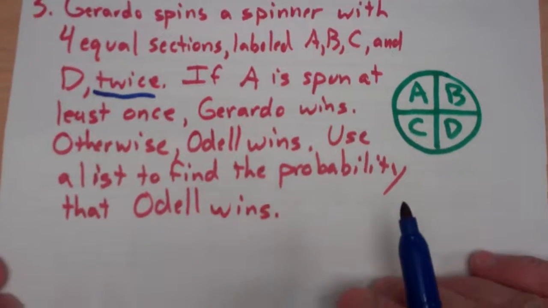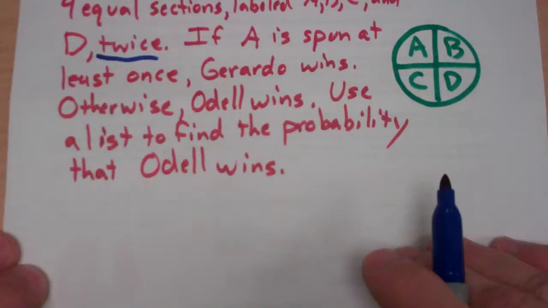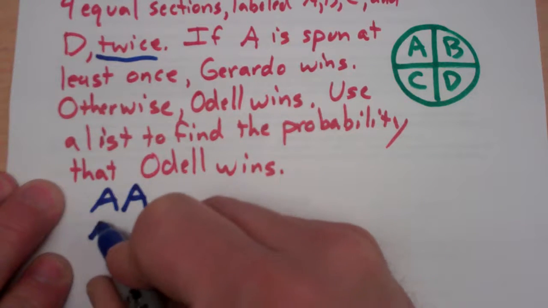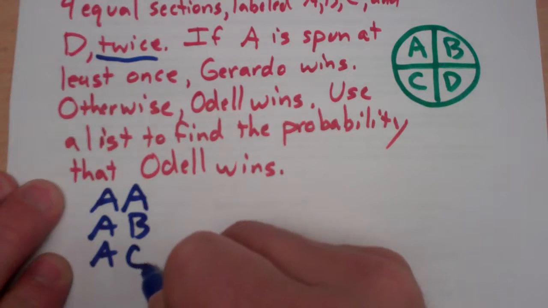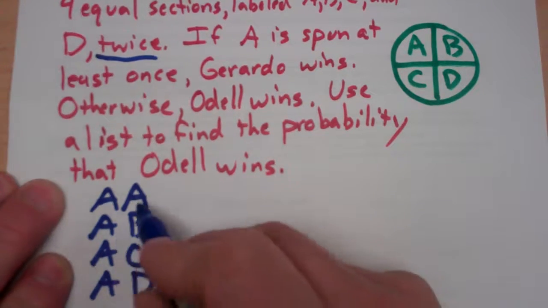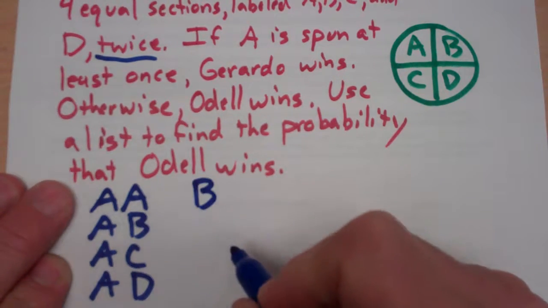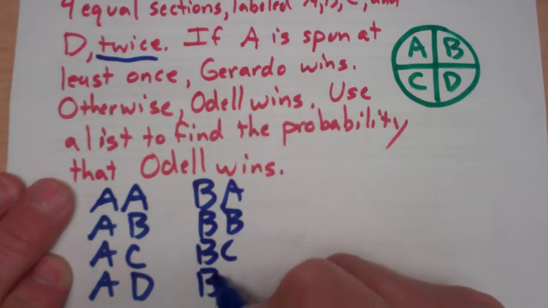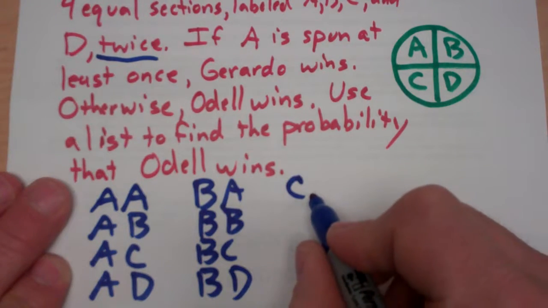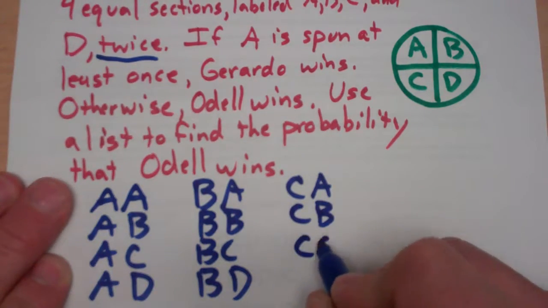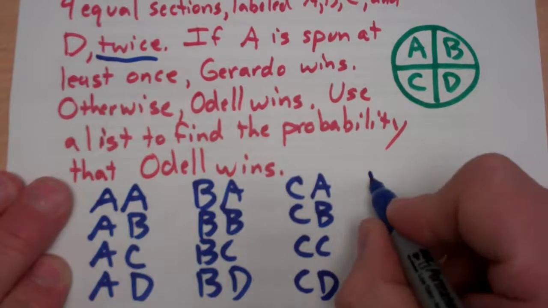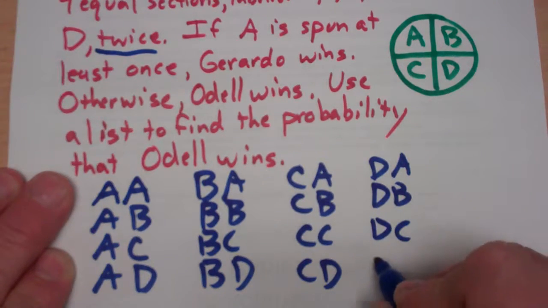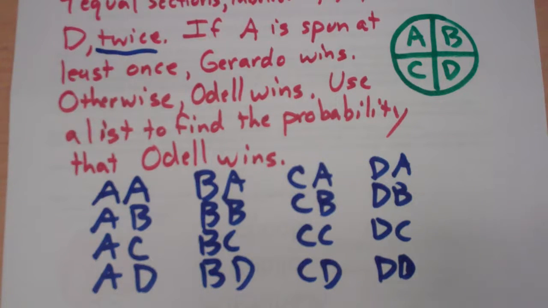All right, so this is called an organized list. You can do this with a tree diagram as well, but I'm going to make an organized list. Let's say he got A on the first spin. He could get A A, A B, A C, A D, because he's spinning it twice. What if we got B? Well, he could get B A, B B, B C, B D. If you got C on the first spin, he could get C A, C B, C C, C D. If you got D on the first spin, you get D A, D B, D C, D D. Those are all the possible outcomes.